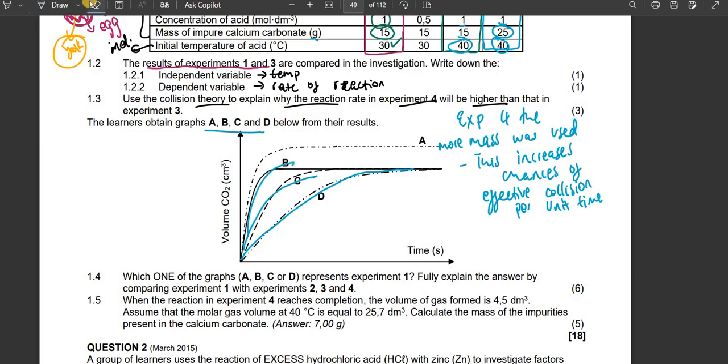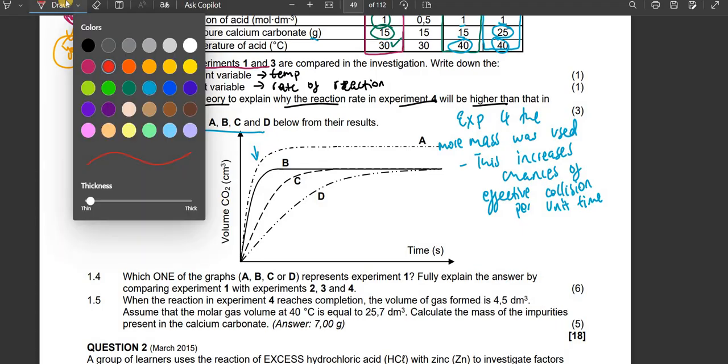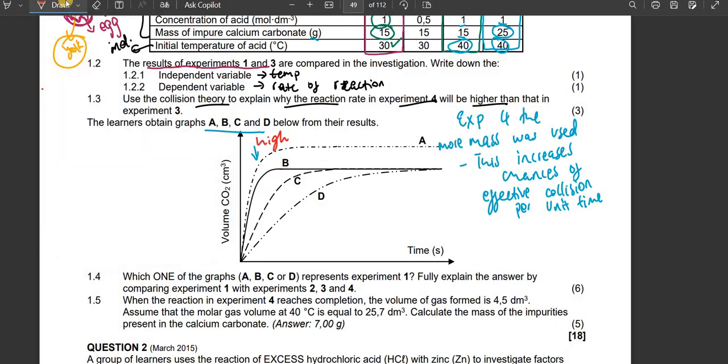Okay. Then I think here they just wanted you to tell them which one is the highest. Well, if you can check, A is the highest. Please know that this one here will be the highest reaction rate, because it is the steepest gradient compared to the rest. So that is the one there, and then you just explain to them by comparing different experiments. You compare 2 and 3, you compare 1 and 2, and the like. Okay.